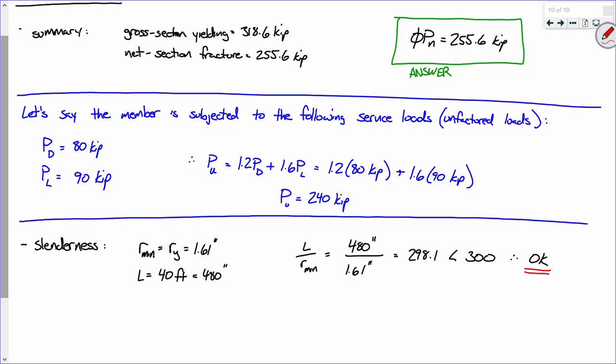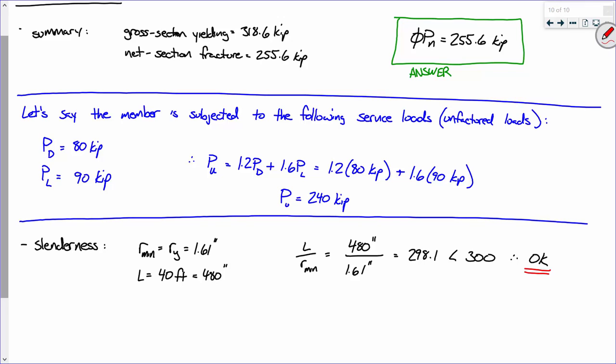So does this member meet slenderness limits? Yeah, but it barely meets them, right? So in other words, we got a 40-foot long W8x24. We wouldn't want it to be 41 feet long, would we? Then it'd start getting tough to handle, right? Right, it'd be hard to handle.